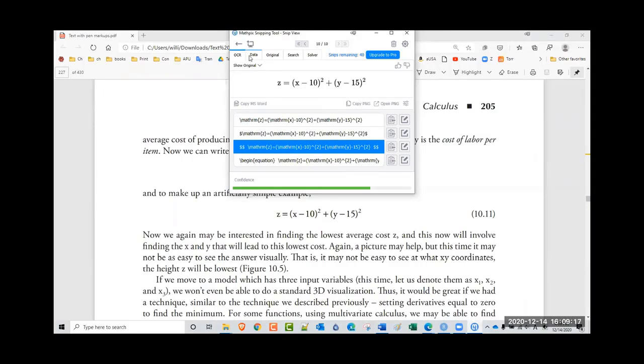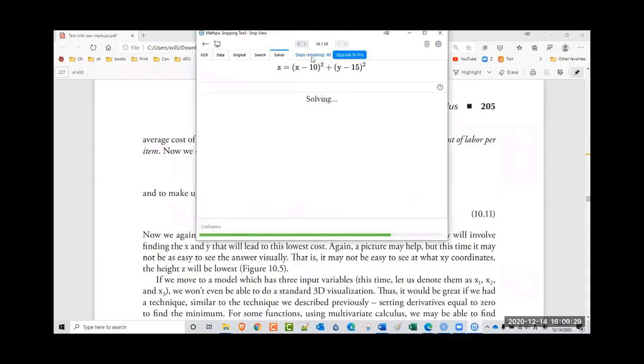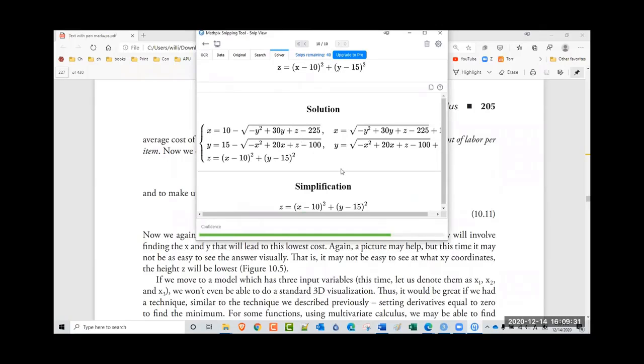And then they have a bunch of other stuff here. I don't know what this is, data, originals. You can do search. So this might be interesting. Let's try solver, see what happens. So it's trying to solve this equation. So it gives you solutions to it. It's kind of fun, right?